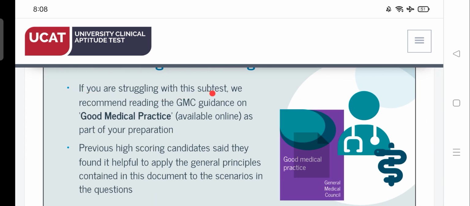If you are struggling with this subtest, we recommend reading the GMC guidance on good medical practice as part of your preparation. Previous high scoring candidates said they have found it helpful to apply the general principles contained in this document to the scenarios in these questions.